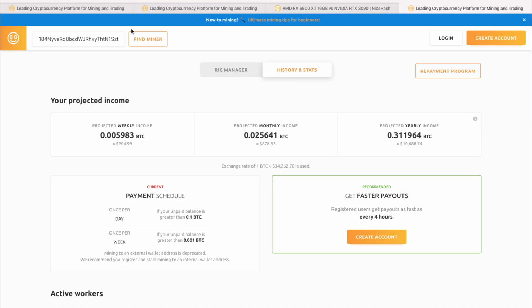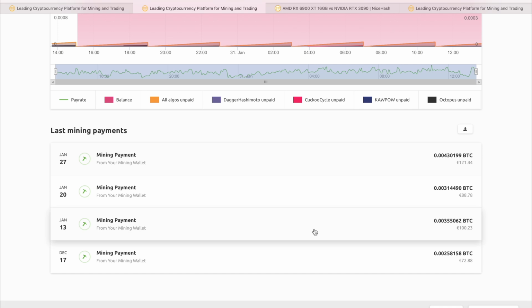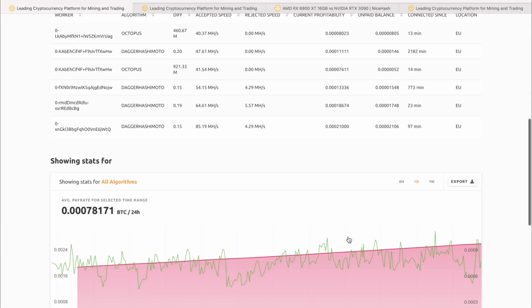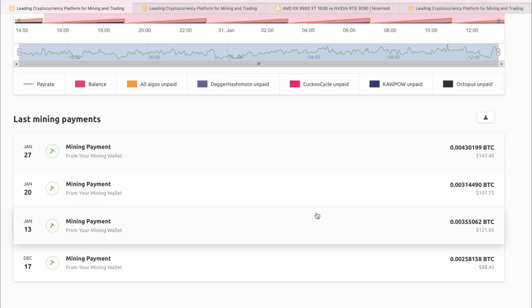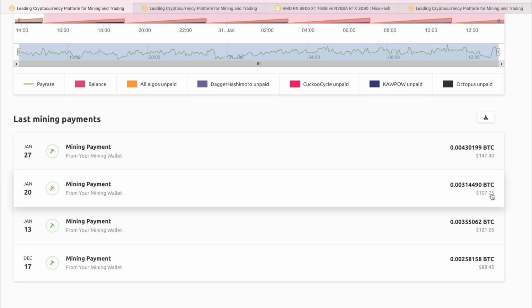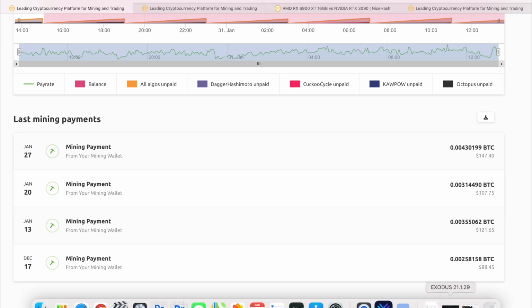Okay, that looks good. But let's have a look at how much I was paid. So this is how much I was paid in the last three payments. I don't want to go to that one. That's US prices. Go to this one here. Okay, so this is US prices. 3 weeks I've been mining with the 6900 XT, RTX 3090. $121, $107, and $147. Now, this is all paid in Bitcoin.